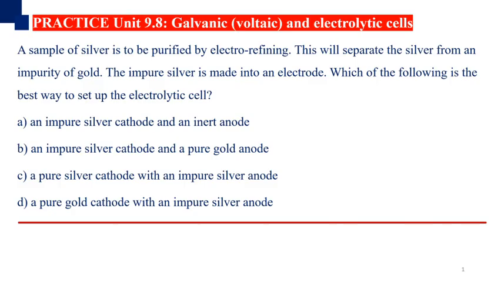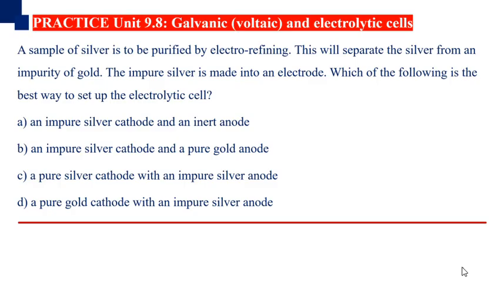So we have four choices. A, we have an impure silver cathode and an inert anode. B, an impure silver cathode and a pure gold anode. C, a pure silver cathode with an impure silver anode. D, a pure gold cathode with an impure silver anode.